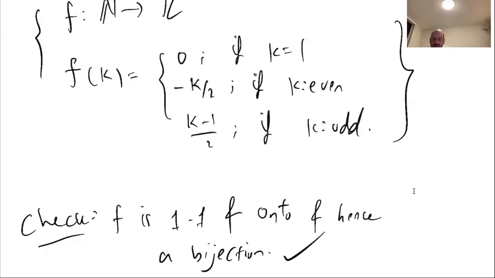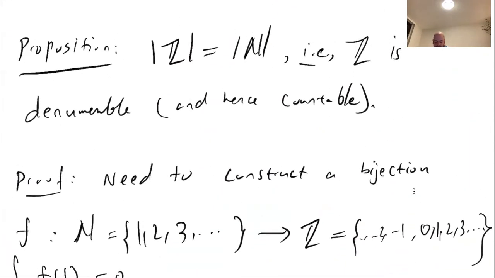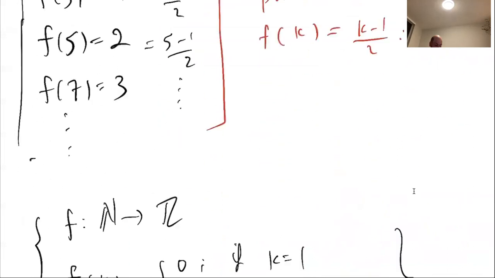So once we show that there is a bijection between our two sets, that means the two sets have the same cardinality. Therefore, Z is denumerable, and also therefore a countable set. Okay, so now the next definition, about the inequality for cardinalities. When can we say that one set has less cardinality compared to the other?